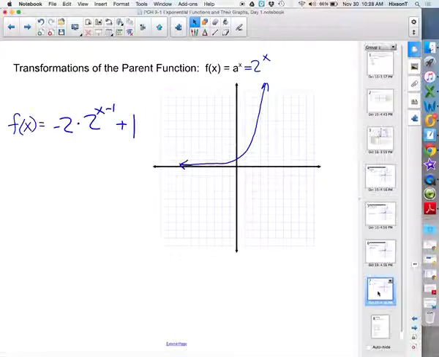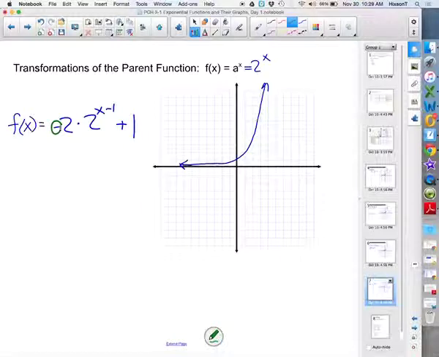Here we're going to deal with the parent function 2 to the x, and I've got this drawn right here. Okay? And we want this transformation of it. We have f of x equal to negative 2 times 2 to the x minus 1 power plus 1. Alright, so someone tell me one of the transformations taking place here. Reflecting over the x-axis. Okay, good.